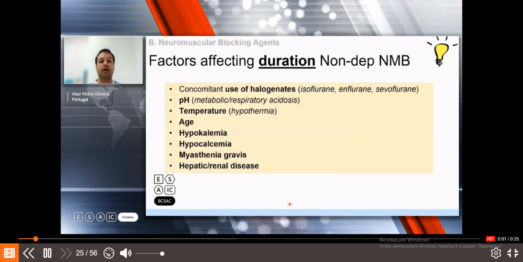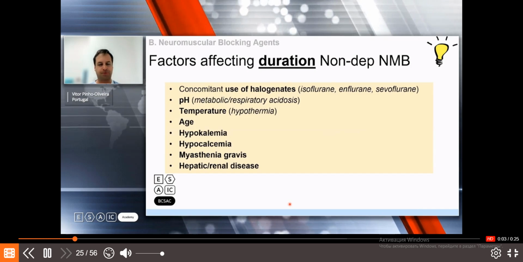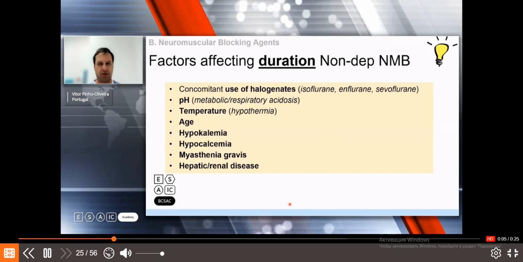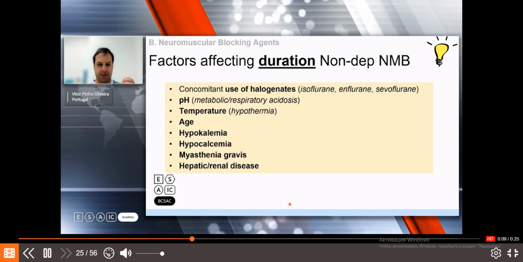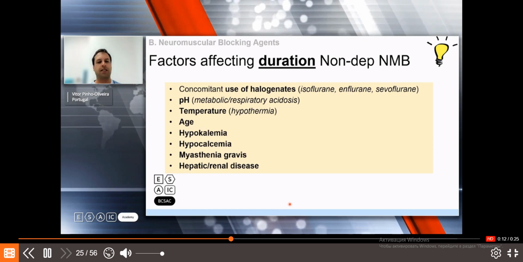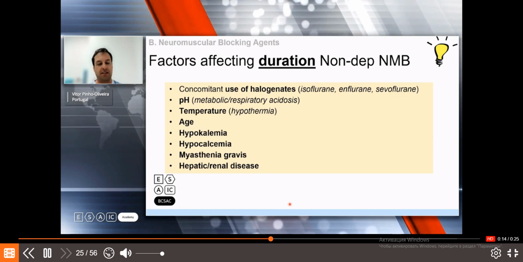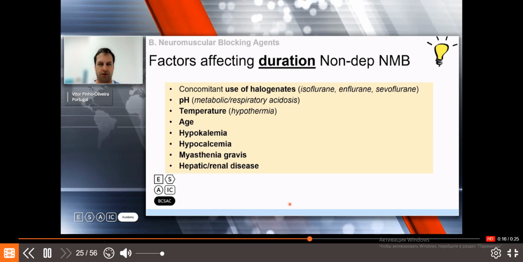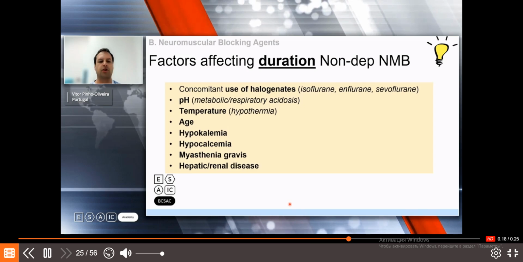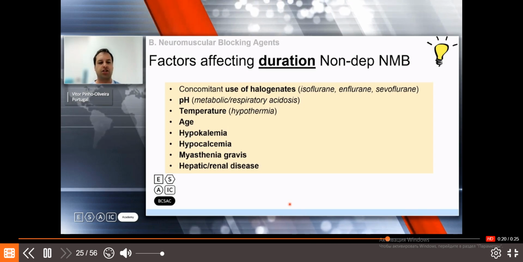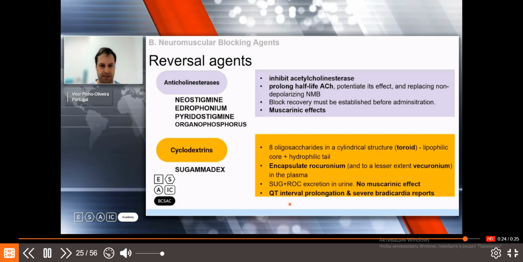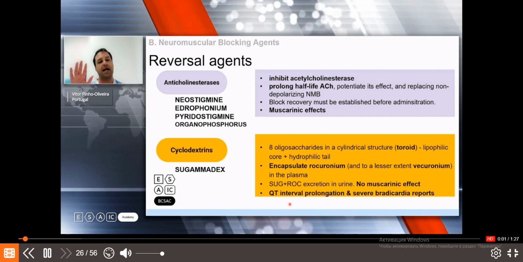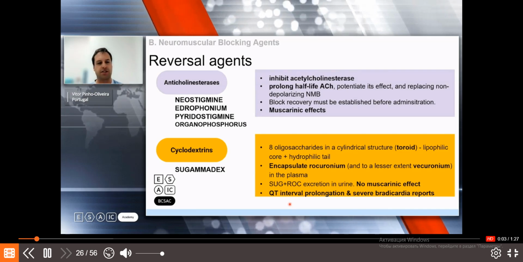We have these factors that affect the duration of the non-depolarizing neuromuscular drugs. Concomitant use of halogenates, isoflurane, sevoflurane, the pH, also acidosis, the temperature, the age, hypocalcemia, hypokalemia, renal or hepatic disease. We have the drugs, and we also have their reversal agents.